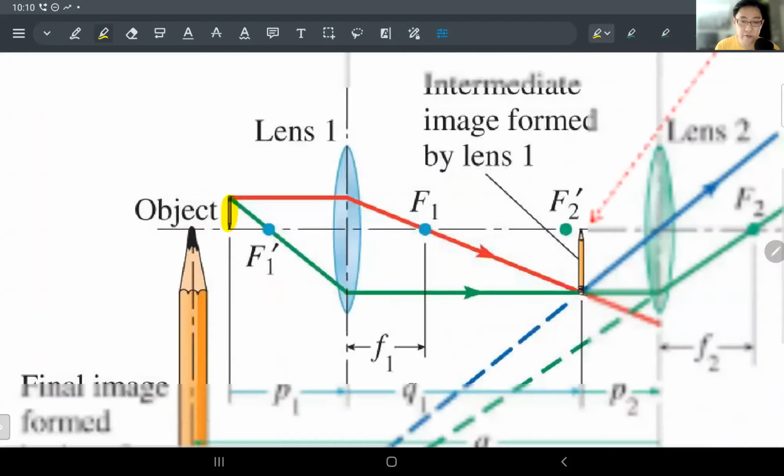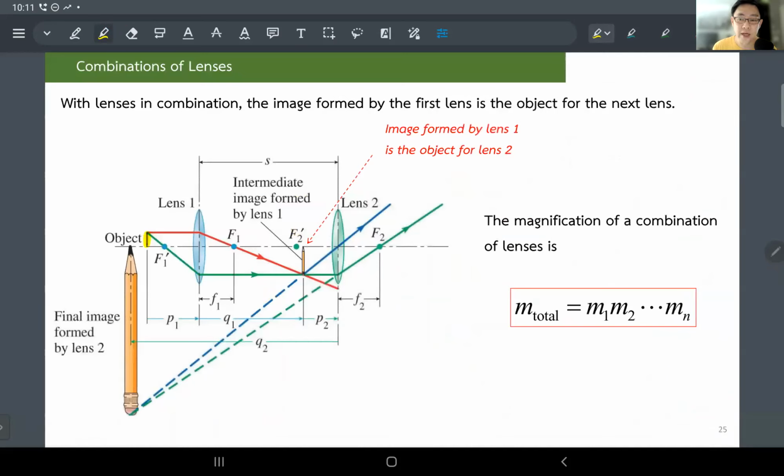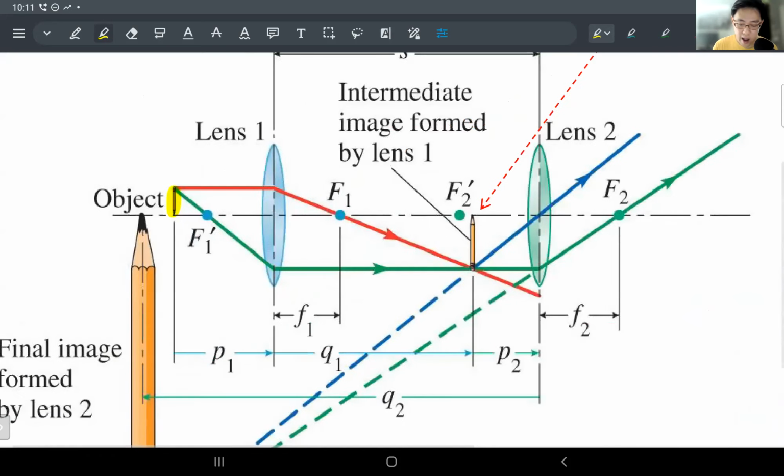And the idea of the whole process of calculation is very simple. You just do what you did before, but now you have to do it two times, because you have two lenses. So the first thing you need to do is figure out where the image from lens one is, when you have the object on your left. You do the same calculation, and after your calculation, you can figure out here is your image from the first lens.